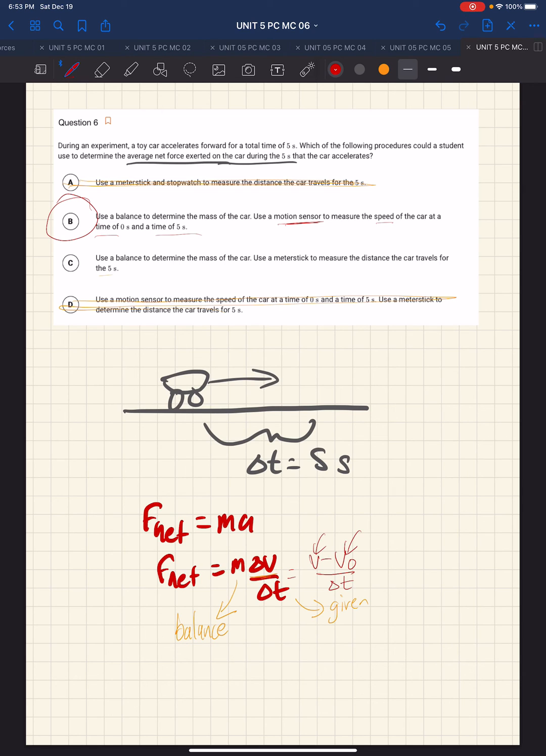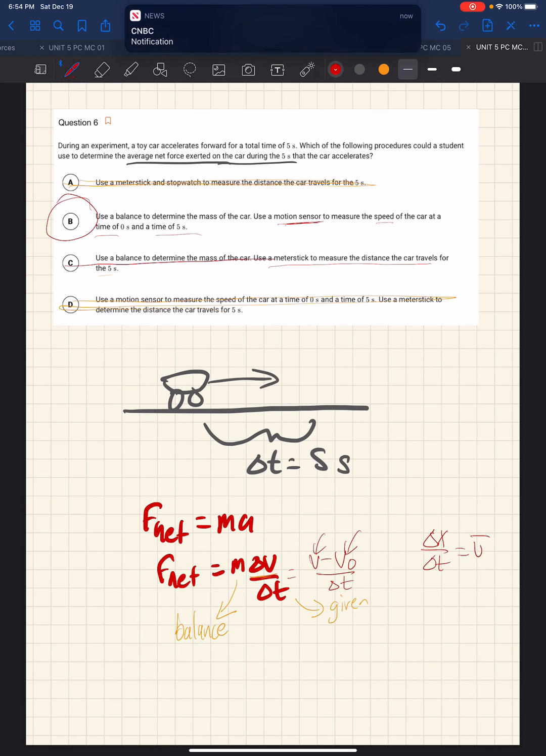Let's take a look at C. A meter stick to measure the distance the car travels. So if we have the distance, the displacement, we could get delta x over delta t, and that is the average velocity. So we'd be able to get the average velocity, but it will not give us the final velocity or the initial velocity. So in this case, choice C will not provide us enough information to answer that question. And that's why the correct answer is choice B.